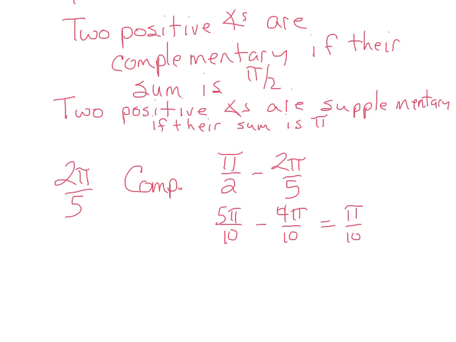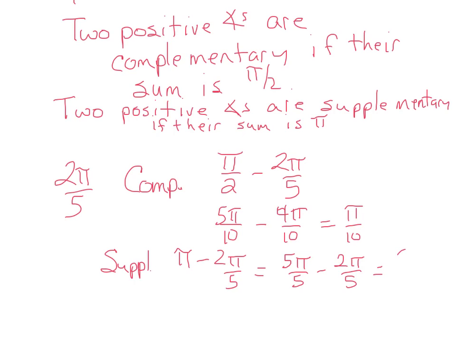The supplementary angle, two positive angles whose sum is pi. So we're going to have pi minus 2 pi over 5. This one's a little bit easier. We don't have to think quite as hard because that would be 5 pi over 5 minus 2 pi over 5, which is 3 pi over 5. So 2 pi over 5 and 3 pi over 5 are supplementary.